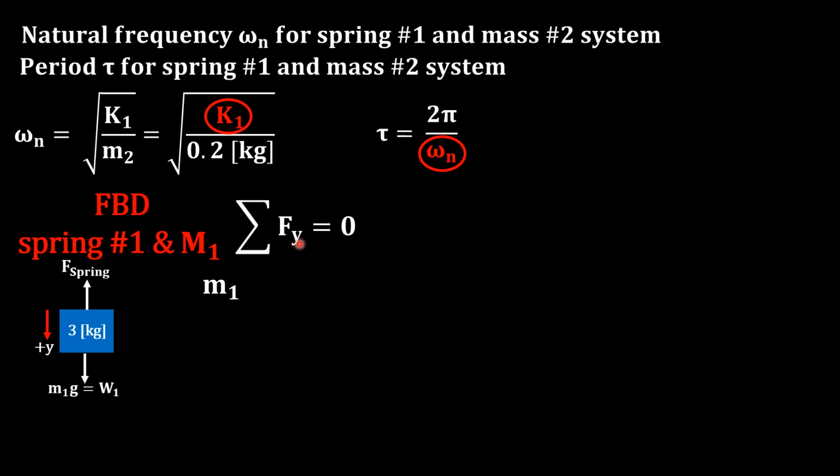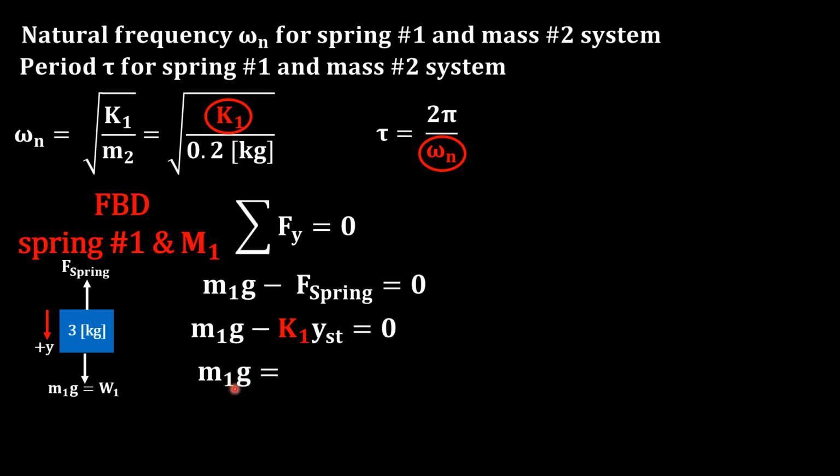So the sum of the forces in the y direction equals 0. So that's mass 1 times gravity minus the force of the spring equal to 0. So m1 times g minus k1, which is the value that we want to find, times y stretch equals 0. So mass 1 times gravity equals k sub 1 times y stretch. Now we can solve for k sub 1 by moving y stretch to the other side of the equation, and it will give us this equation.